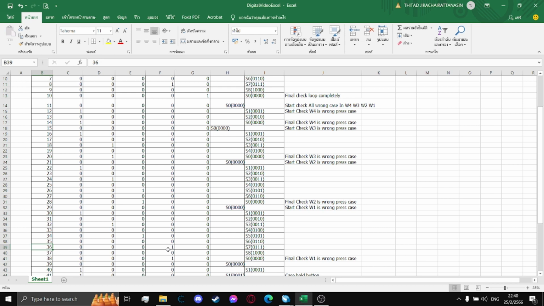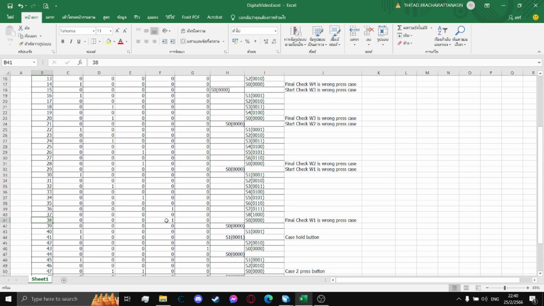36, press 5, then go to state 7. And 37, not press, go to state 8. And 38, press 5 again, they will go to state 0. And this clock, sorry, clock from 29 to clock 38, they will show that W1 is a wrong case.